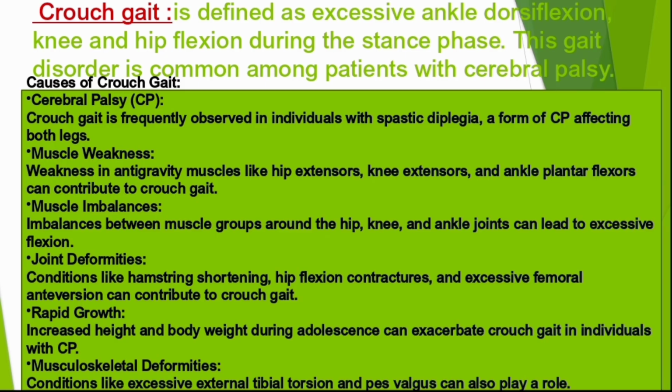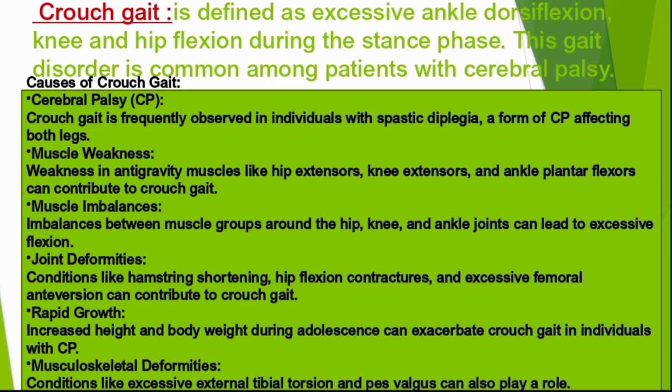So the next type of gait is crouch gait. It's defined as excessive ankle dorsiflexion, knee and hip flexion during the stance phase. This gait disorder is common among patients with cerebral palsy. So the dorsiflexion of the ankle you can see is increased, and the knee and hip flexion is also excessive.